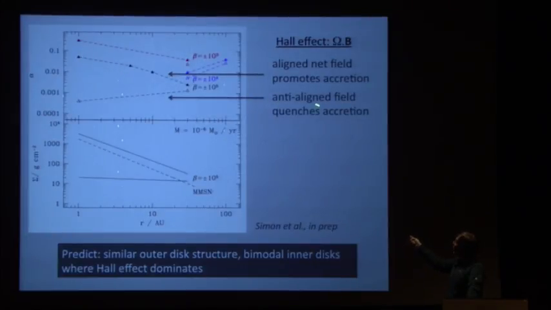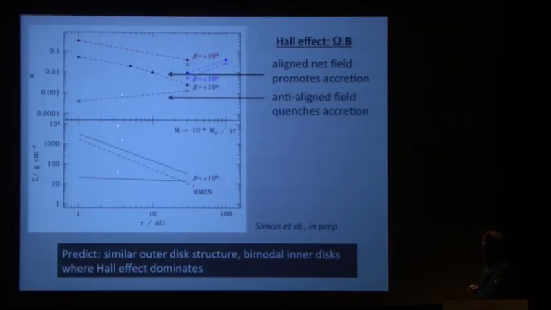Now, if on the other hand you take an anti-aligned field, we only have a couple of simulation points here at the moment, but you can see in the outer disk you get relatively similar values of the turbulent strength, reflecting the fact that ambipolar diffusion is just dominant there and damping the accretion. But when you go into much smaller scales, you get maybe 2 orders of magnitude difference in the strength of transport when you simply reverse the sign of the field.